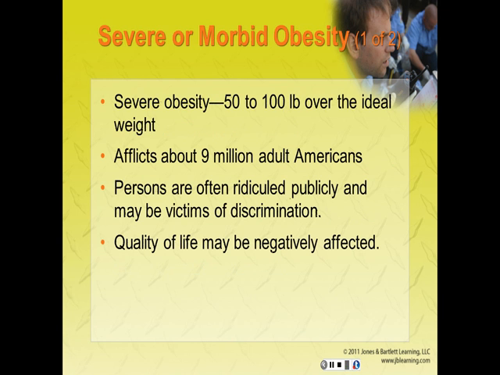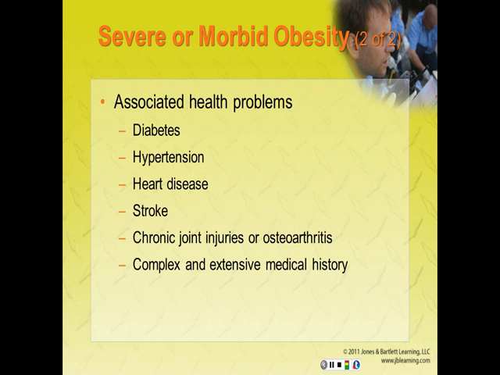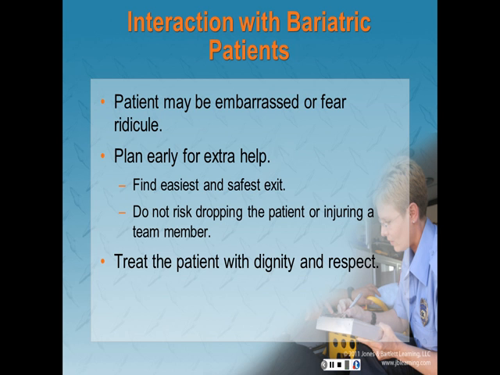Severe or morbid obesity is anybody who is 50-100 pounds over their ideal weight, and it afflicts about 9 million adult Americans. Persons are often ridiculed publicly and may be victims of discrimination, and their quality of life may be negatively affected. Some associated health problems with morbid obesity include diabetes, hypertension, heart disease, stroke, chronic joint injury or osteoarthritis, and they may have a complex and extensive medical history.